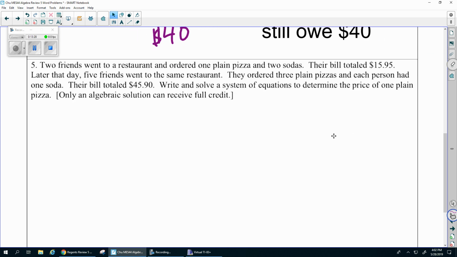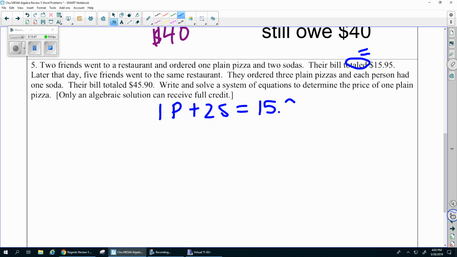All right, number 5. Two friends went to a restaurant and ordered 1 plain pizza and 2 sodas. Their bill totals $15, and here's that keyword again, and 95 cents. So this first equation, I'm going to do 1 pizza plus 2 sodas is equal to $15.95.